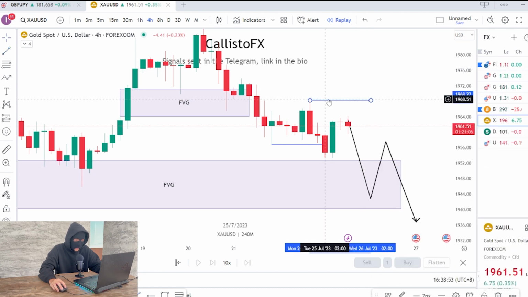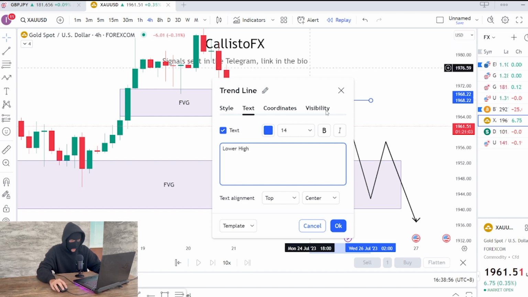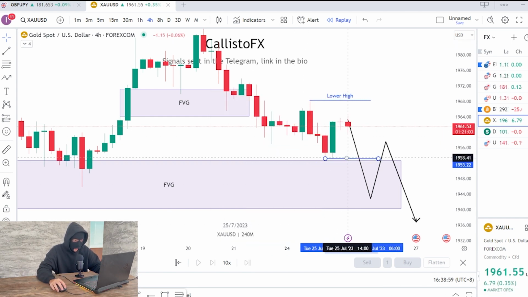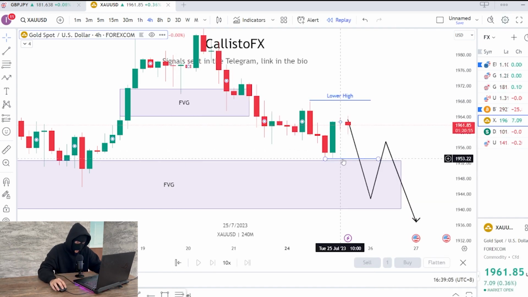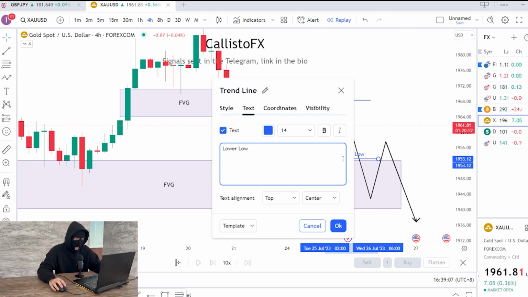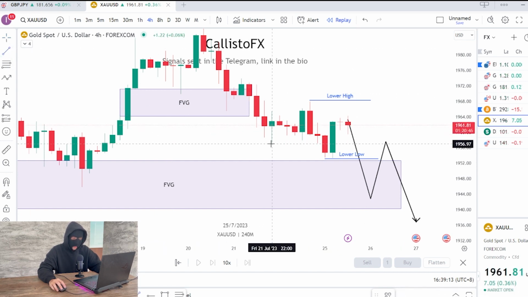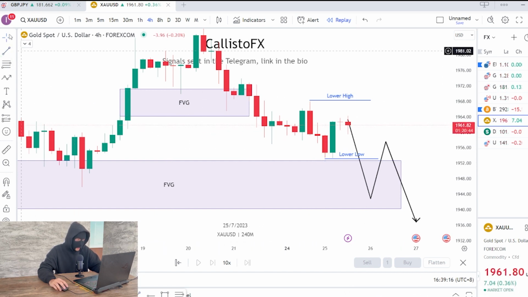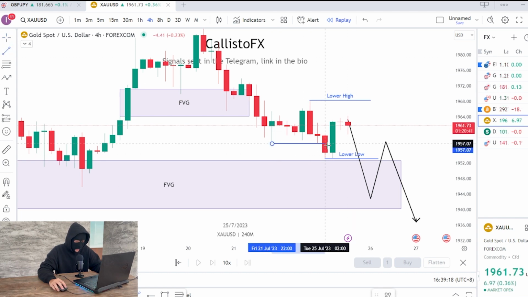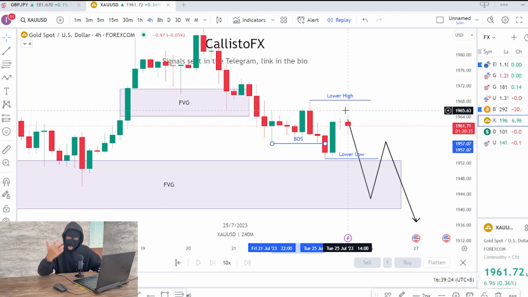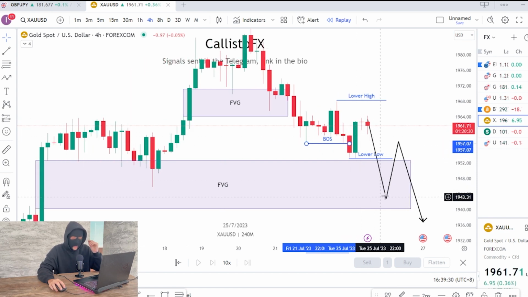Let me write it down. Lower high. And we have a lower low formed over here. There we go. And with this lower low formed over here, what we are seeing is that there is a break of structure. There is a break of structure over here, like that. And with this break of structure, we can tell that price is continuously going bearish on the 4-hour time frame. And with that, it's in alignment with the idea that we have that this fair value gap can potentially fill in the near future.